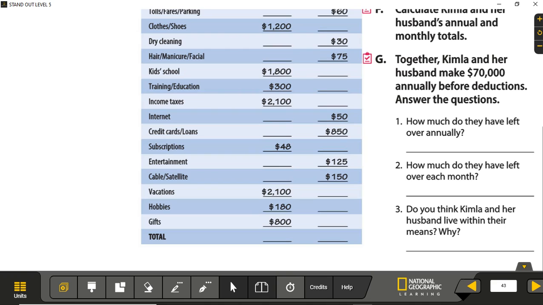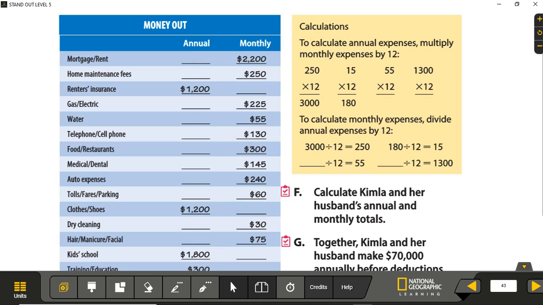Internet, $50 a month. Credit cards and loans, $850 a month. Subscriptions, $48 a year. Entertainment, $125 a month. Cable and satellite, $150 a month. Vacations, $2,100 a year. Hobbies, $180 a year. Gifts, $800 a year. So, what you're going to do is you're going to get a calculator out.